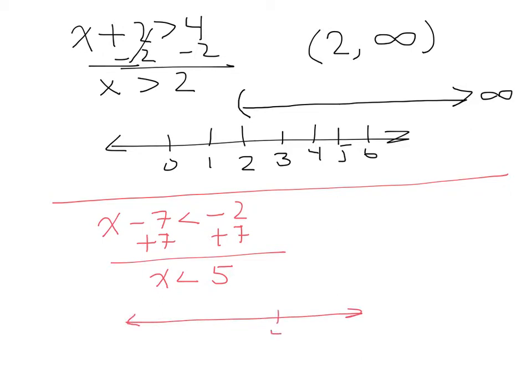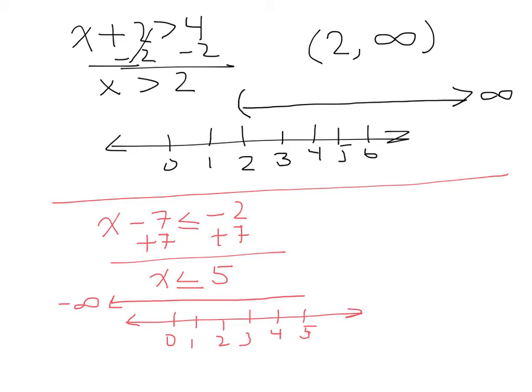So here is 4 and 5. Numbers less than 5 would be like 4, 3, 2, 1, 0. These are all less than. Now let's actually change this. Let's put an equal sign here, less than or equal to. So I'm going to start toward 5 and I'm going to go in this direction toward negative infinity.